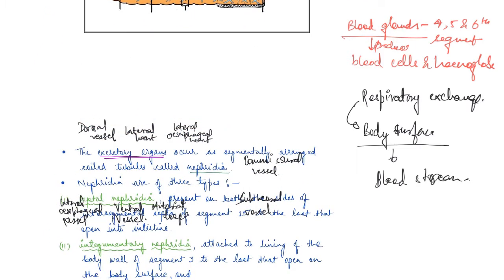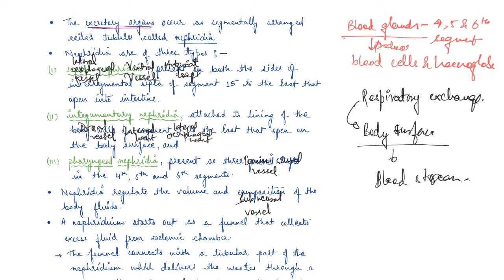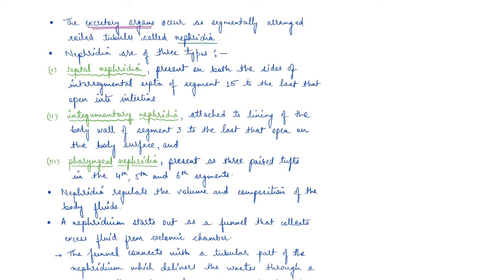Now the next is the excretory system. Excretion in earthworms happens through coiled tubules known as nephridia. Again, a very important point. The excretory system is made up of nephridia, right? These nephridia are of three types. The first one is septal nephridia. On the basis of the name, you will understand why it is called septal nephridia: because it is present on both sides of the intersegmental septa.